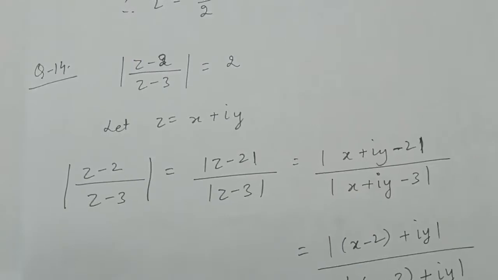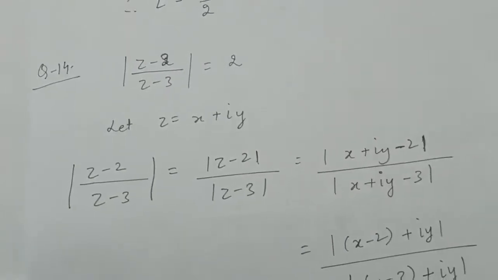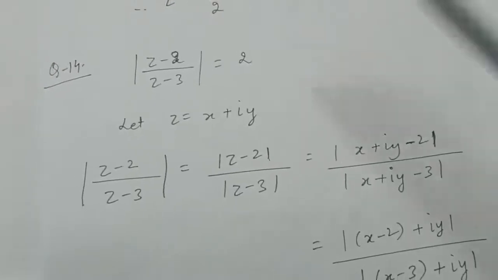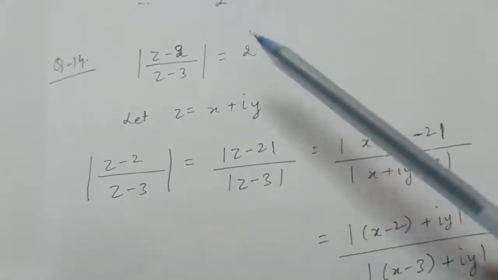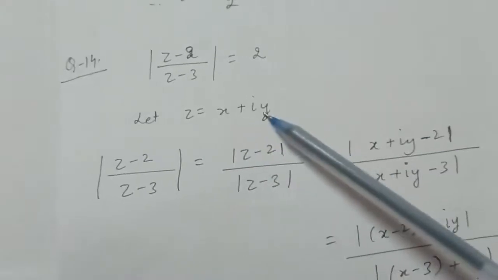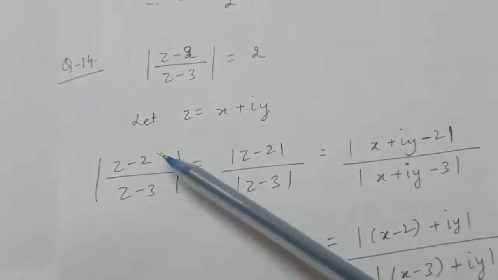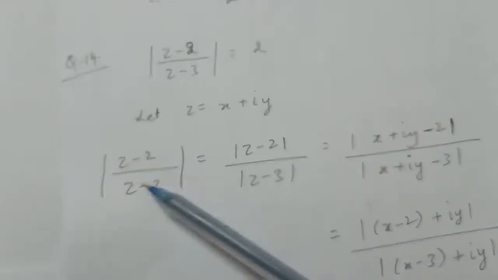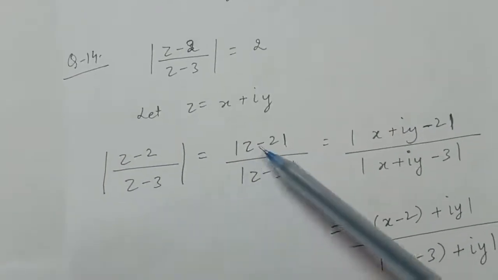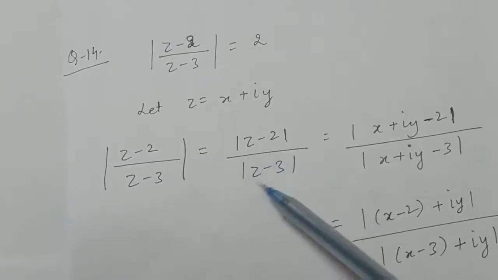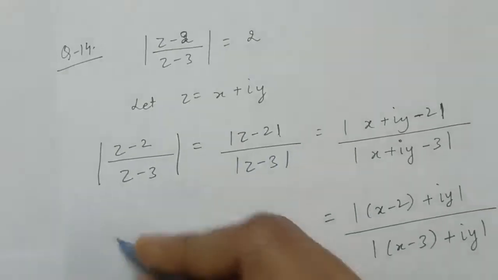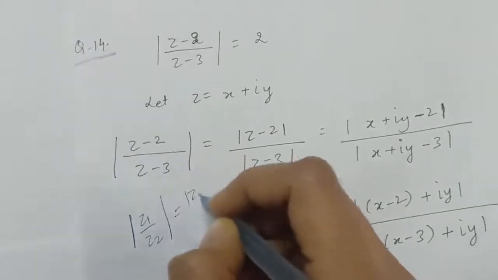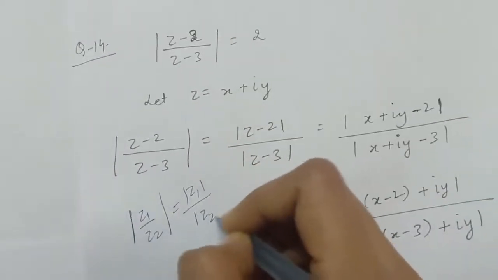Now question number 14 is modulus of z minus 2 upon z minus 3 is given as equal to 2. We have to show that this represents a circle. So let z be equal to x plus iota y. Now you know modulus of z minus 2 upon z minus 3 can be written as modulus of z minus 2 upon modulus of z minus 3, because modulus of z1 upon z2 is nothing but modulus of z1 upon modulus of z2.